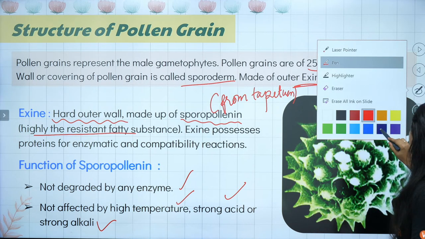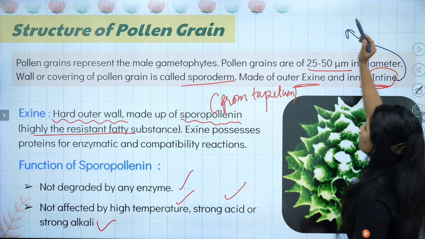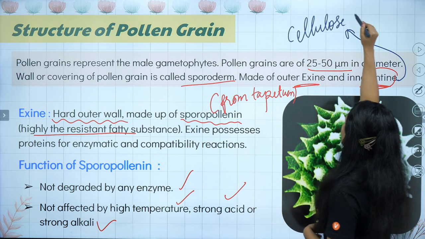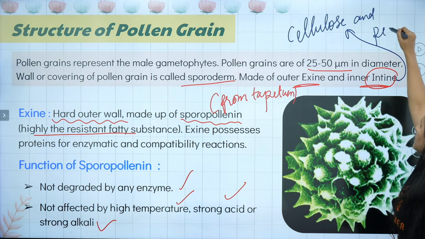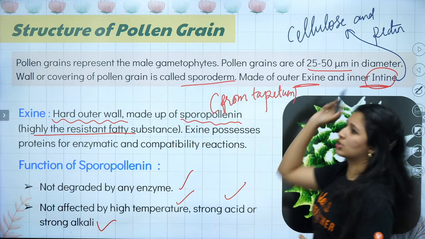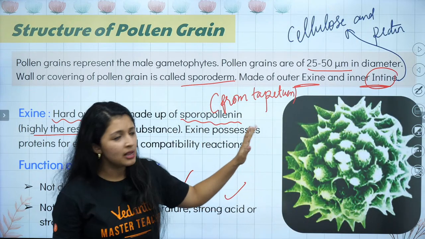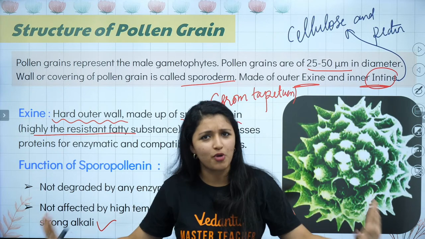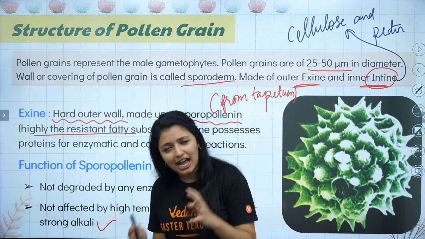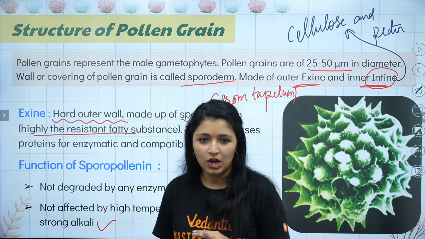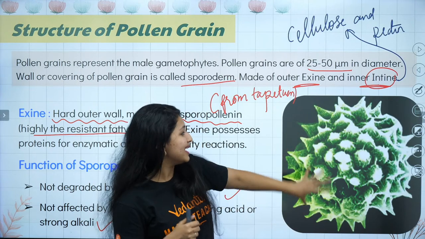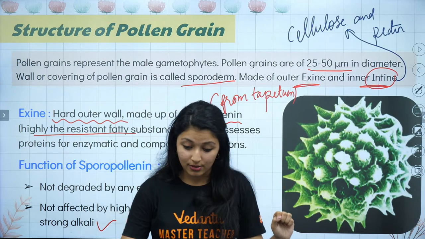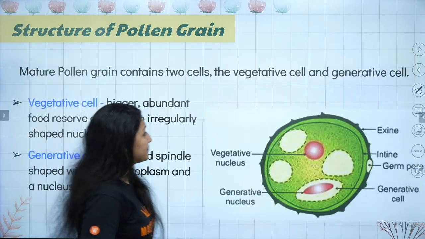Let me tell you a little bit about our intine. The intine is made up of normal cell wall material, that is cellulose and pectin. But sporopollenin is super strong. It's like, acid, come on, I'll punch you, no problem. Alkali, I'll still fight it. High temperature, that is also no problem. So pretty strong material. And you can see the exine also has a lot of designs, very creative like that.